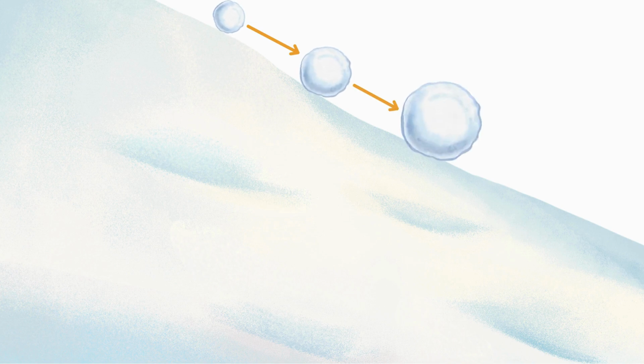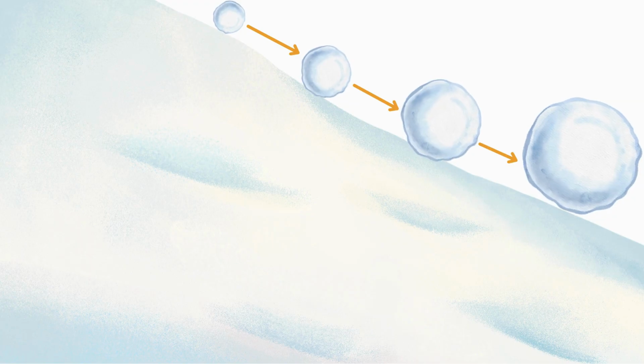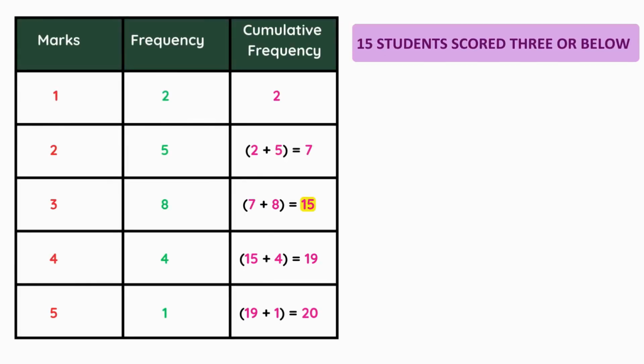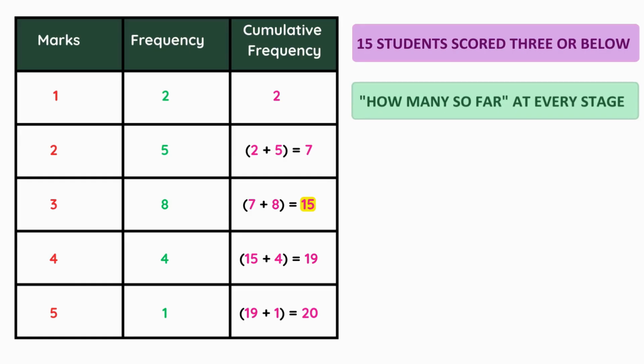The easiest way to picture this is a snowball rolling down a hill. As it rolls through each group, it picks up more snow, that's the frequency, and it gets bigger and bigger. It never shrinks, it only ever grows or stays the same. And here's the meaning behind a number like 15 in that column. It tells us that 15 students scored 3 or below. That's the whole point of cumulative frequency. It answers how many so far at every stage.